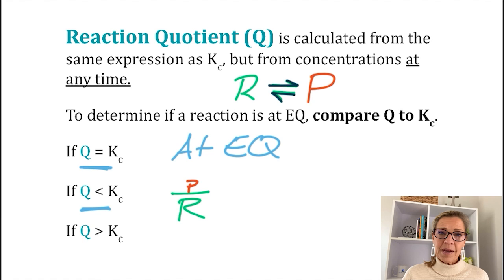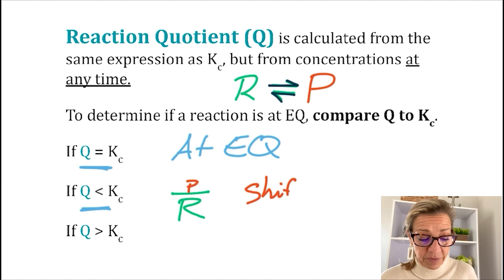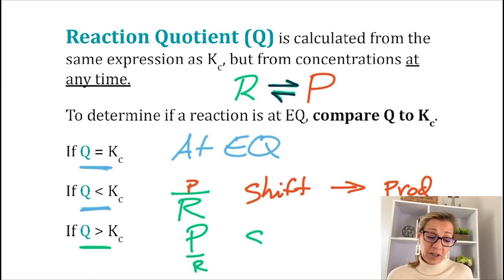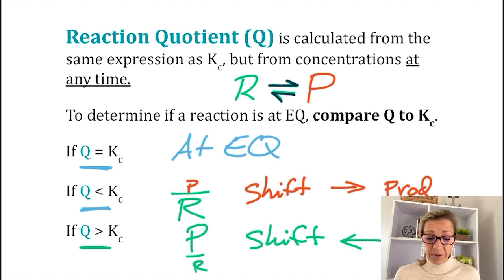And what's going to happen? That reactant is going to shift and produce more product. And so this reaction will shift toward the product side, and it will come to equilibrium. Similarly, if we had a Q that was greater than Kc, we would have too much product and not enough reactant. And so this reaction would do the opposite. It would swing back toward the reactant side, or back toward the left.